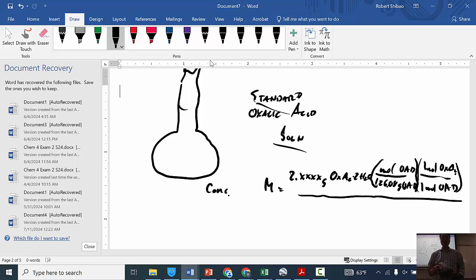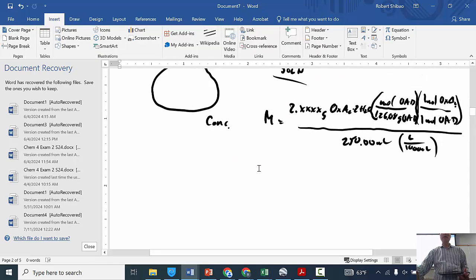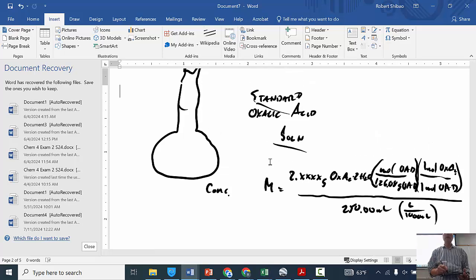And then I know what's the volume. If I hit it right on the mark, what's the volume of that volumetric flask? 250.00 milliliters. And then I'll convert that to liters. 1 liter is 1,000 milliliters. And this gives me moles per liter. And so I'm going to know the concentration of my oxalic acid standard to 5 sig figs. So that's why we call it a standard solution. This is known to 5 sig figs.